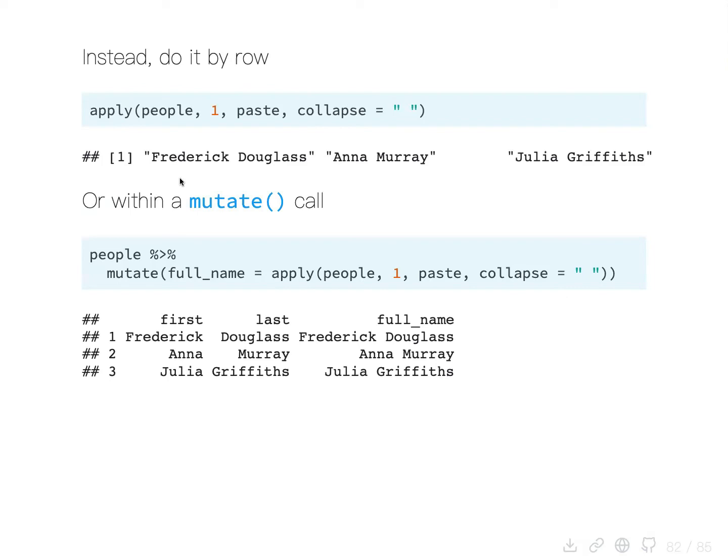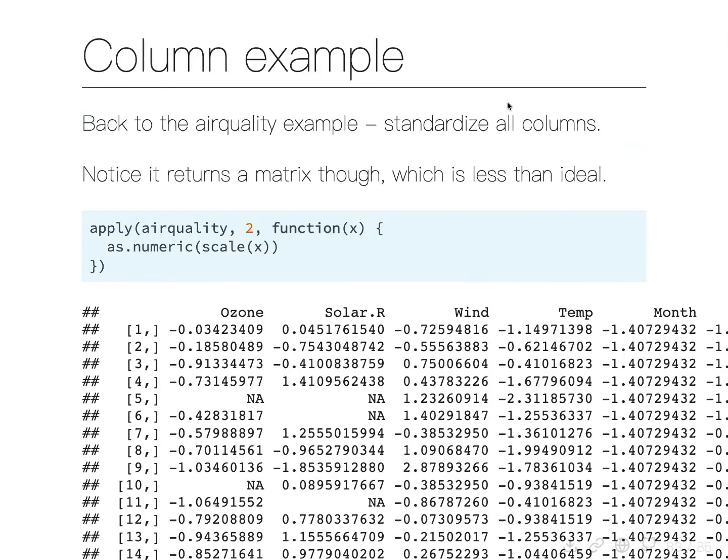So anytime you're wanting to do something by row, there's a bunch of different options. This is one of them. It's not always the most efficient, but I find it to be actually pretty clear in terms of what's going on. Other people don't like it as much, so again, it's up to you. Okay, for columns, here's an example with columns, right? I'm using the air quality data set. I'm looping through the second dimension, columns, right?